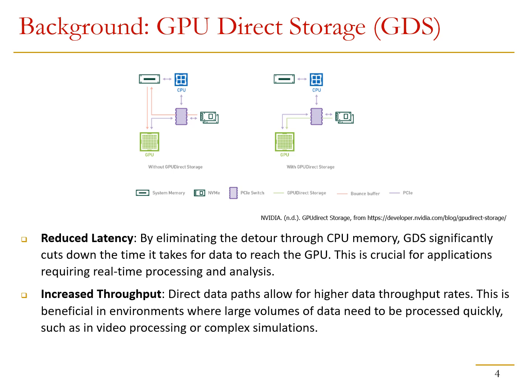By eliminating the detour through CPU memory, GDS significantly cuts down the time it takes for data to reach the GPU. This is crucial for applications requiring real-time processing and analysis. Number two, increased throughput. The direct data path allows for higher data throughput rates. This is beneficial in environments where large volumes of data need to be processed quickly, such as in video processing or complex simulation.